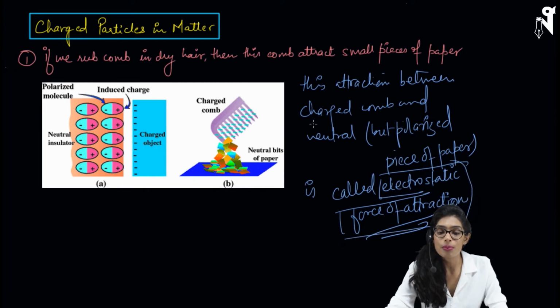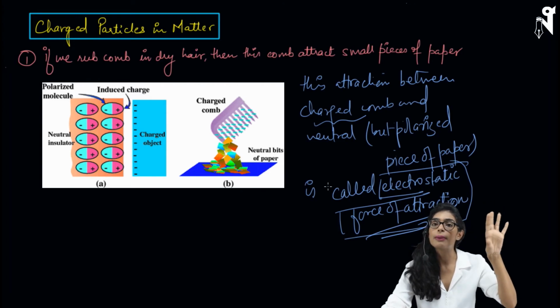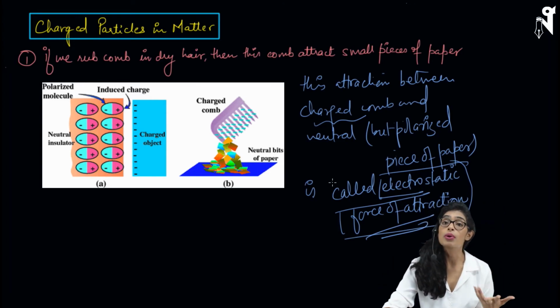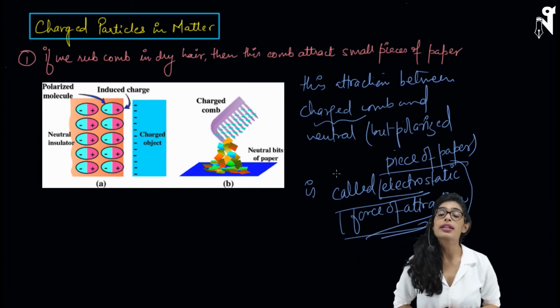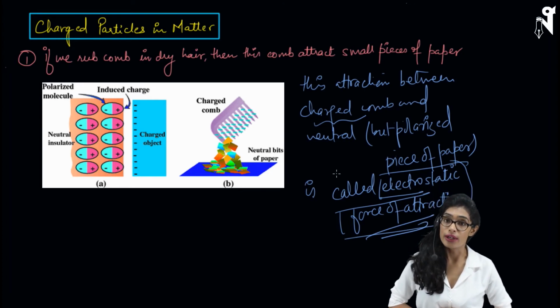So one is the properly charged comb and another is not charged but has got dipoles in it, because of which charges have got separated. Negative charge has got accumulated at one place and positive charge has got accumulated in another place. Basically it has become polarized, and when these things attract each other due to the opposite charges, the force of attraction which comes into the picture is called electrostatic force of attraction.